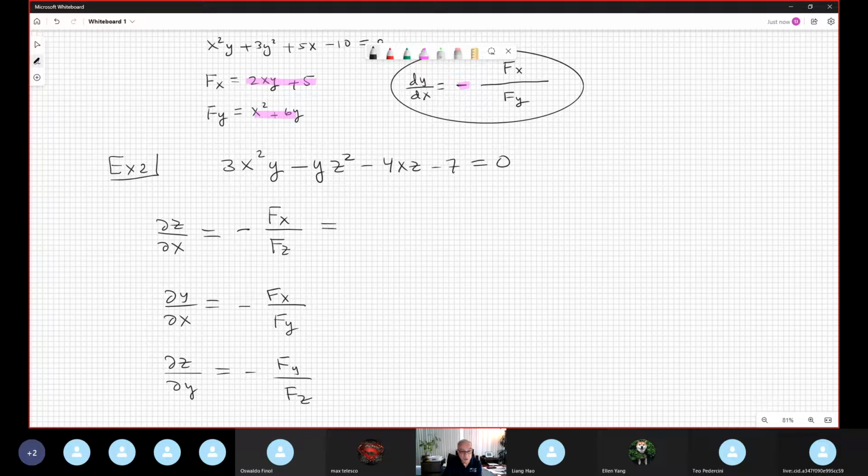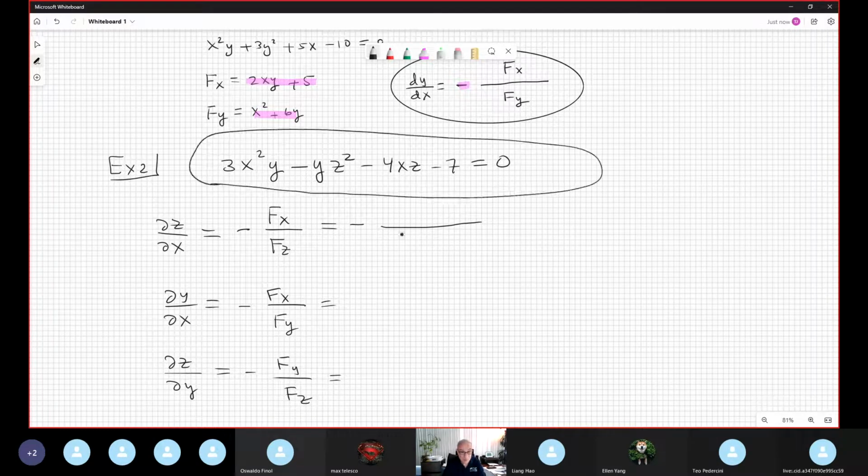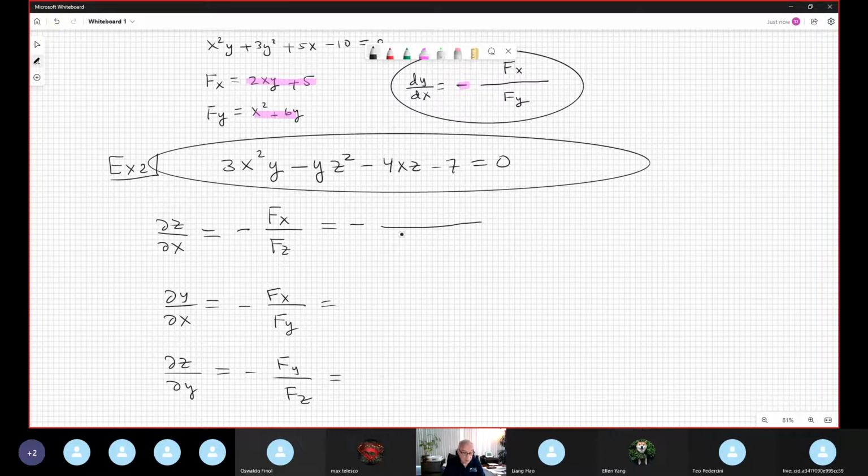Let's do it fast and quickly. Minus something. The partial derivative of this expression with respect to x is 6xy minus 4z. Checking, guys. See, I'm doing well on it. I differentiate only with respect to x, and y and z are considered constant. And in the bottom, with respect to z, it is minus 2zy minus 4x. End of the story.